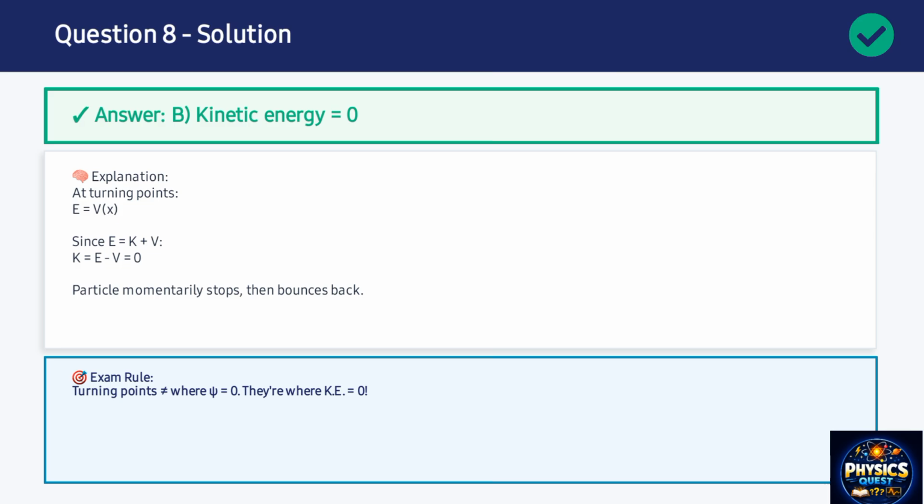Turning points always occur where kinetic energy equals 0, not where the wave function equals 0. You have to remember, turning points are those where kinetic energy equals 0, not where the wave function equals 0. The particle momentarily stops but bounces back.